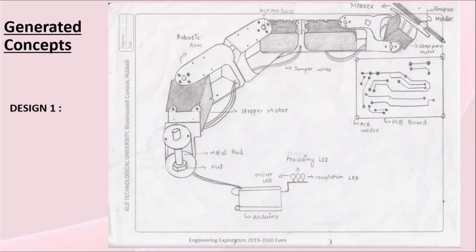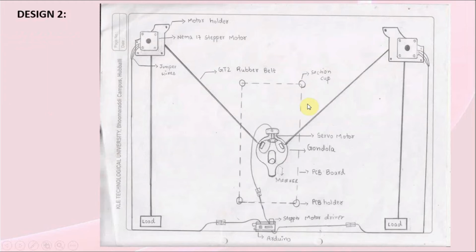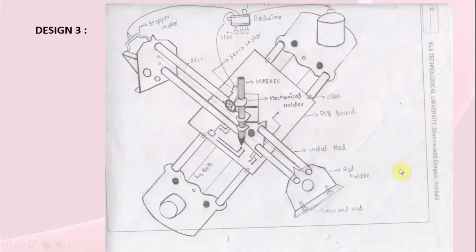Now the generated concepts. Design 1. Robotic arm plotter. It consists of a robotic arm and 2 stepper motors for controlling. Design 2. It can draw vertically and it uses the tension to draw. Design 3, also called the XY axis plotter. It uses 3D printed parts as seen here, and next it uses stepper motors for higher precision.